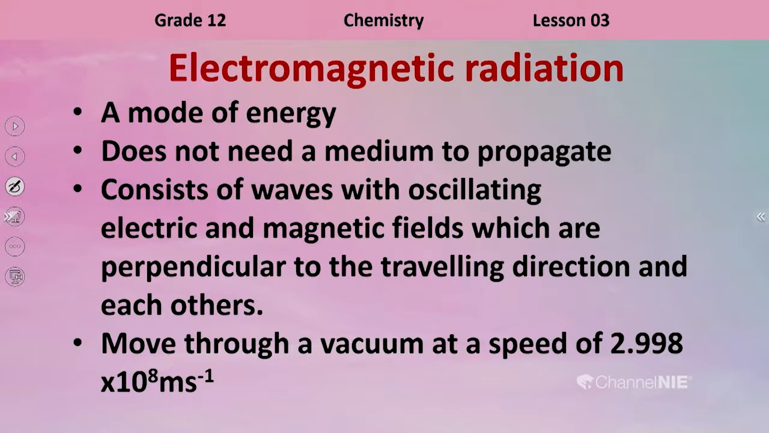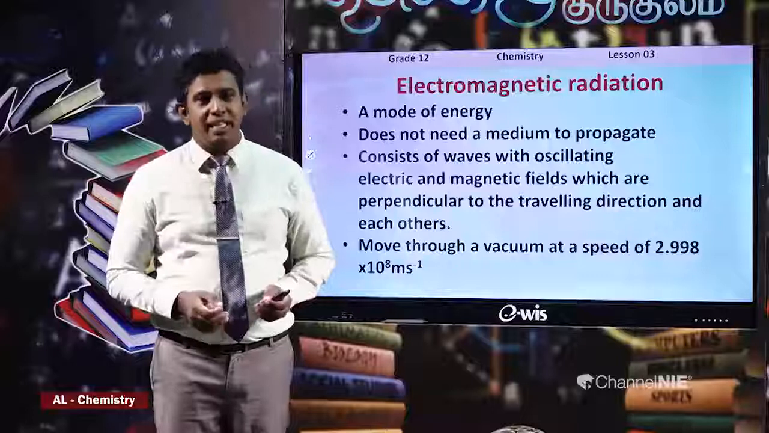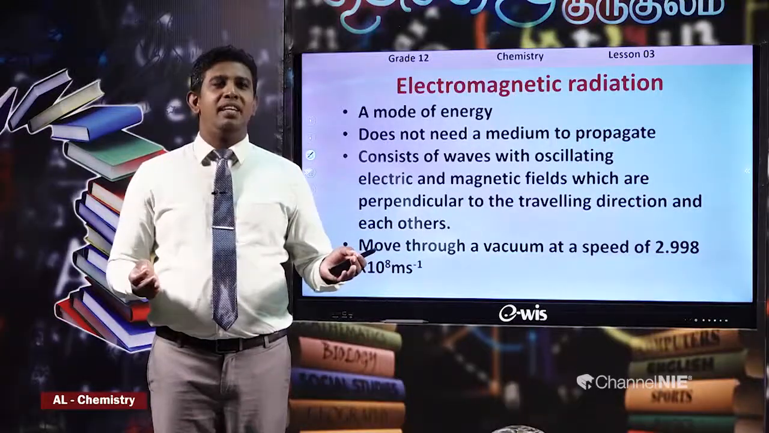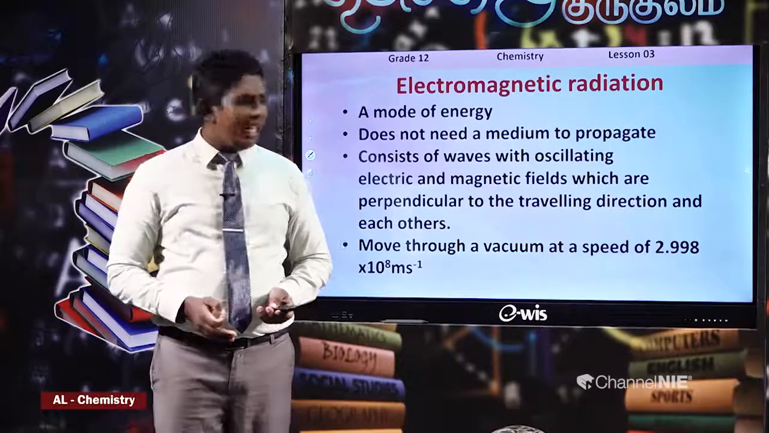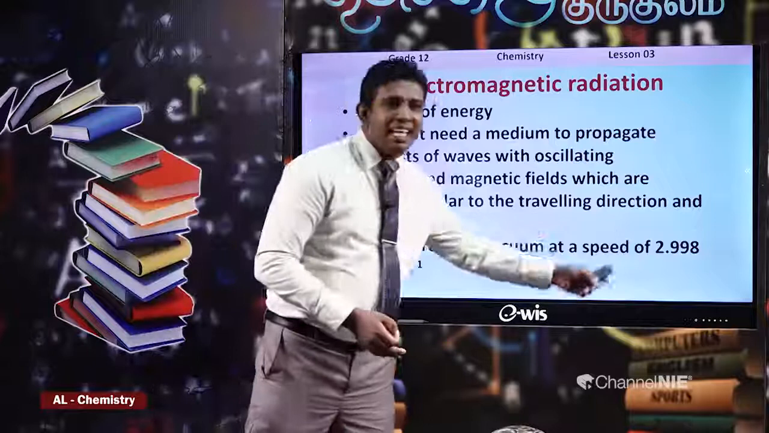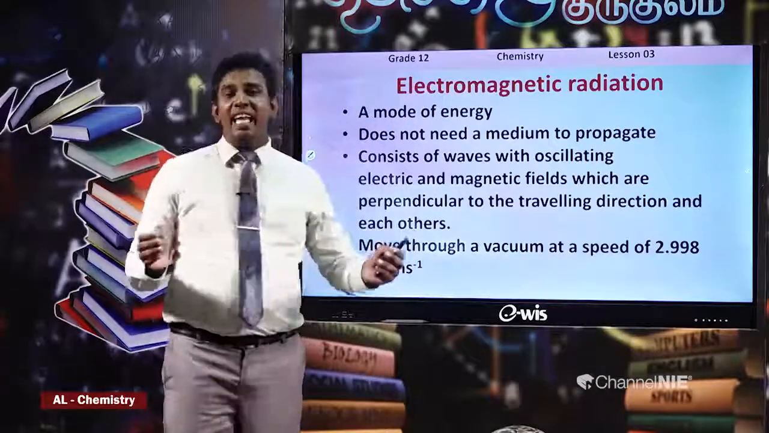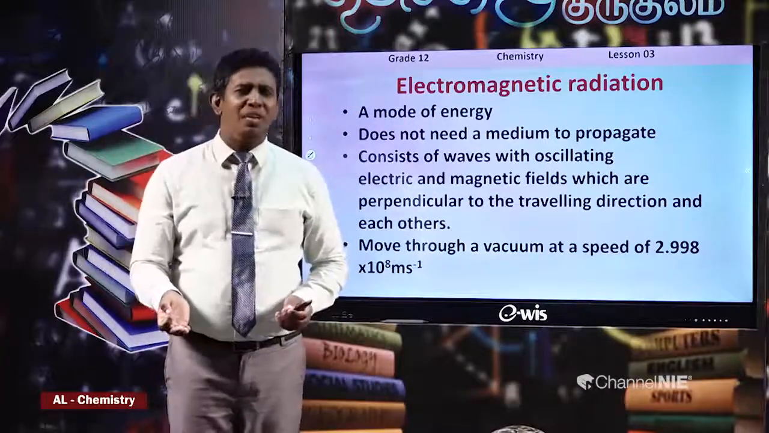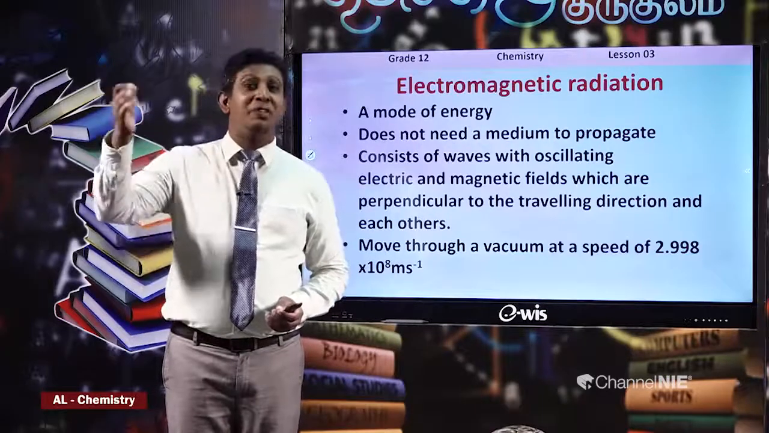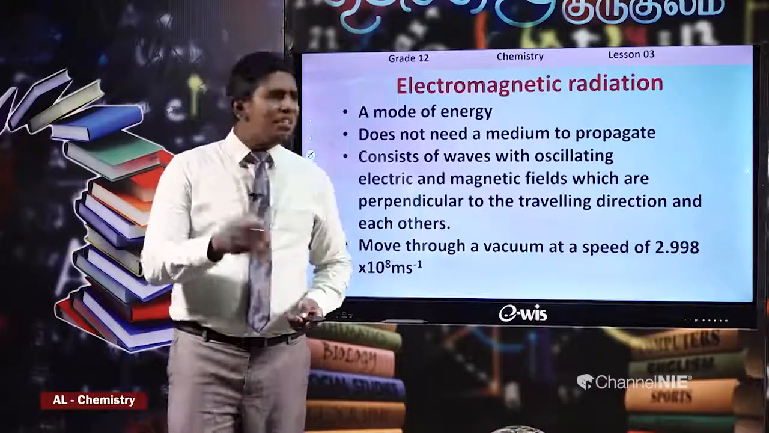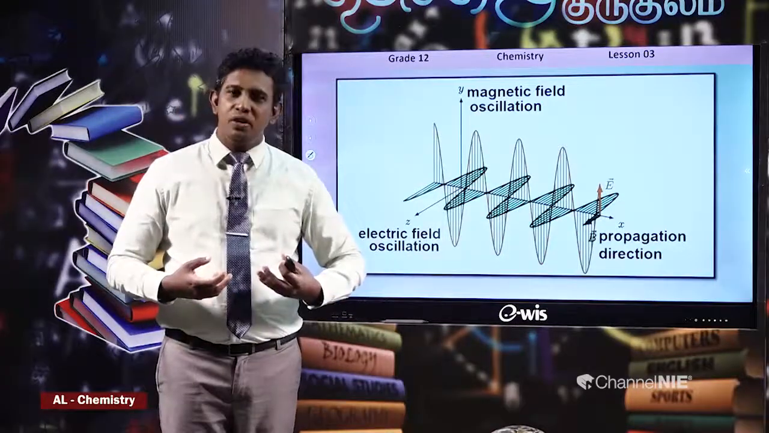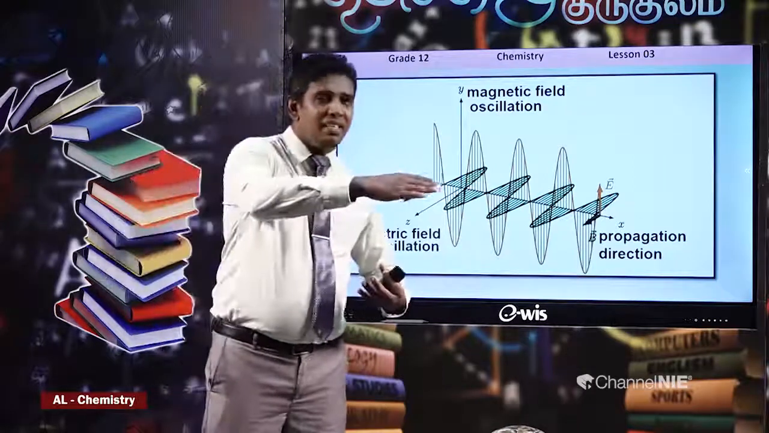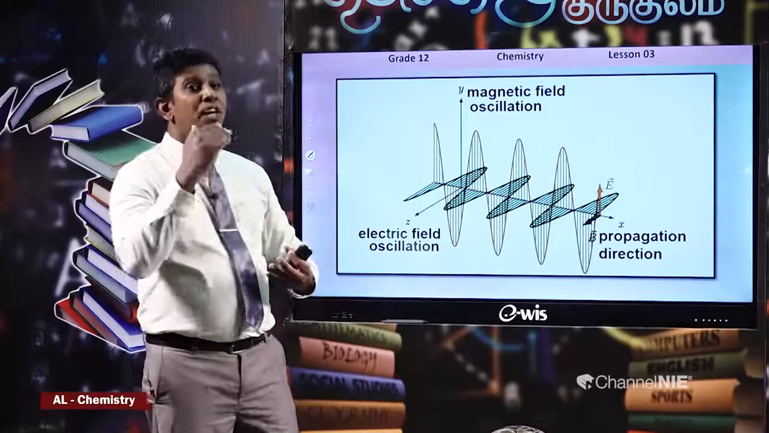Then students, further, all electromagnetic radiations have one unique property, their speed, let's call it velocity. They all have the same velocity. It's exactly 2.998 times 10 to the power 8 meters per second, or let's round it to 3 times 10 to the power 8 meters per second. Then these electromagnetic radiations, a mode of energy, get transported in the form of a wave.